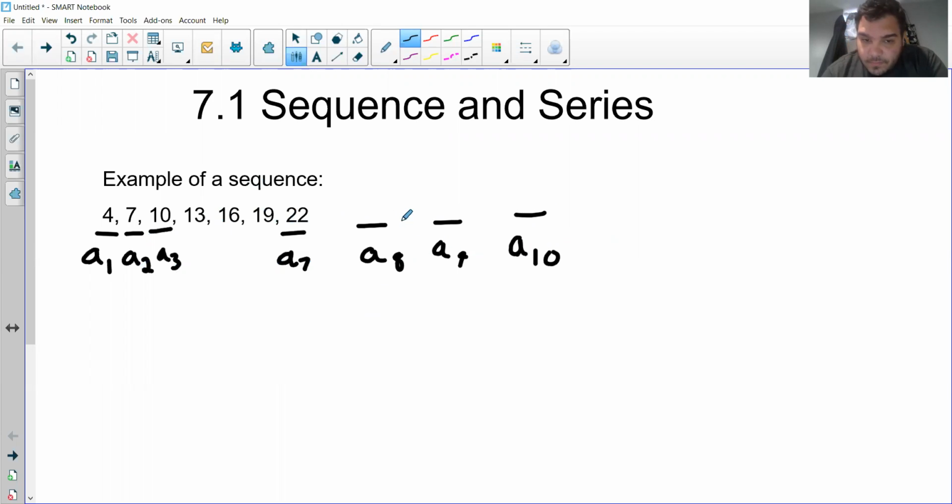Is A10 2? No. You have to follow the pattern. So if each time I plus 3, every next step, I should be doing the same thing.